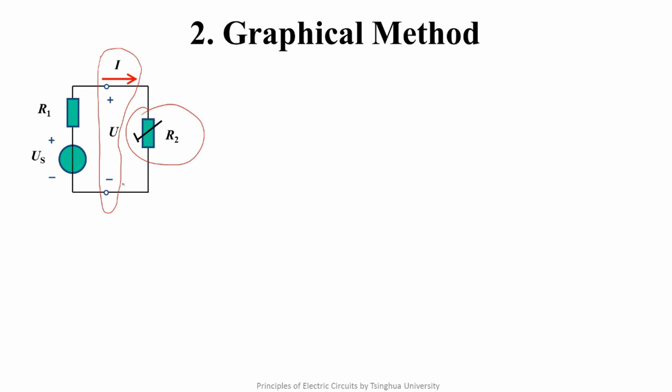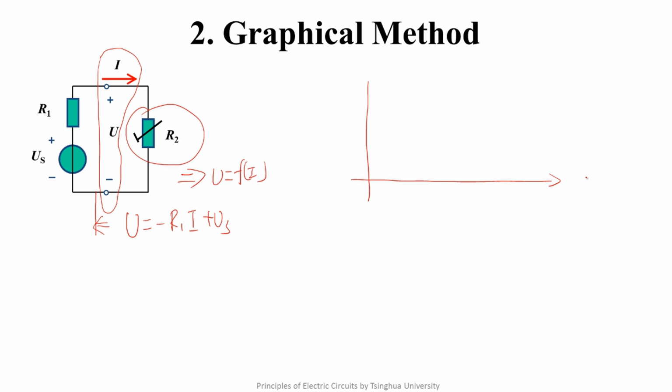For the left, we can write U equals minus R1 times I plus US. For the right, of course, it has a nonlinear relationship. We assume that it is the current controlled type, that is U equals f(i). So in the same UI plane, we draw the UI features of the left first. Its intersection with the horizontal axis is US, and the intersection with the vertical axis is US over R1.